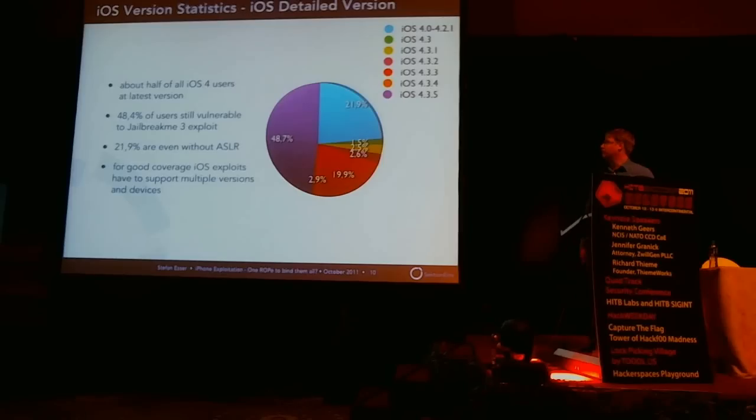Now we can break down the users a little bit more, and we can see that about half of the users are running the latest iOS 4 build, but about 48.4% are still running older versions, and so are vulnerable to these jailbreakme.com exploits. So you can remotely jailbreak these iPhones, which is about half of the users. And of course, you see there are a lot of different versions, and a good exploit should support multiple versions.